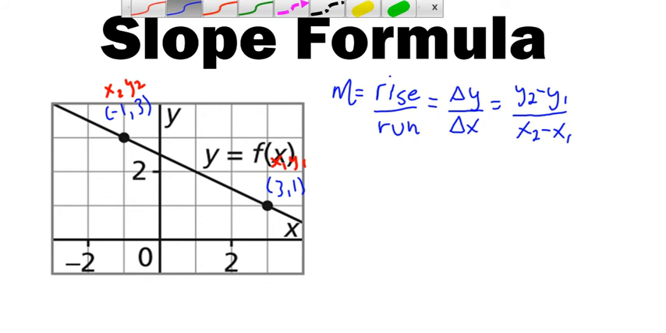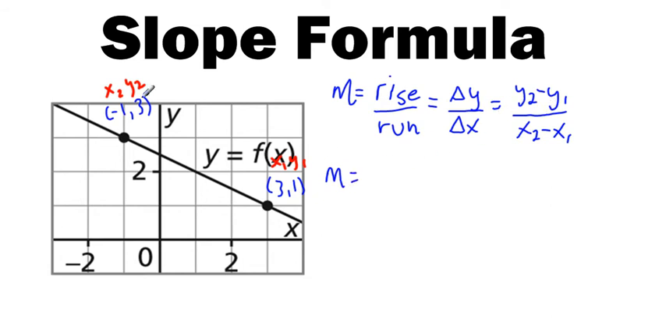So let's go ahead now and solve this problem. My slope is equal to y2 subtract y1, so my y2 is 3, my y1 is 1, all divided by x2, which is -1, and then subtract 3. That leaves me with 3 subtract 1 is 2, -1 subtract 3 is -4. So 2 over -4 is the same as -1/2. And there it is. That's the slope of my line.